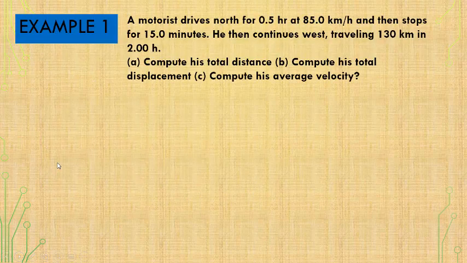We look at example 1. A motorist drives north for 0.5 hours at 85 km per hour and then stops for 15 minutes. He then continues west, traveling 130 kilometers in 2 hours. A. Compute his total distance. B. Compute his total displacement. And C. Compute his average velocity.